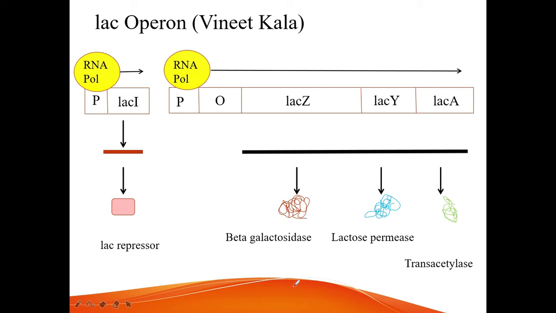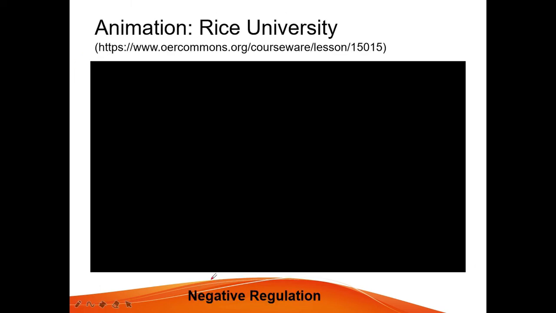This much is pretty much the Lac Operon, and we have covered negative regulation. Negative regulation consists of formation of the Lac repressor, its binding to the operator site, and then its removal by allolactose. Now there is a very beautiful animation by Rice University, and it is open source, and I will be showing this.